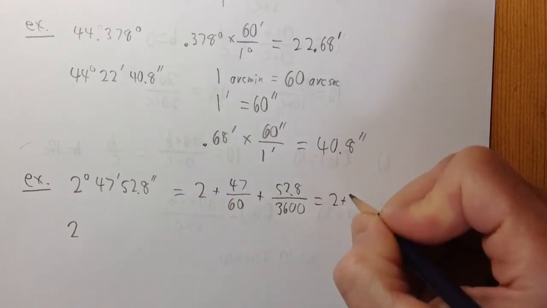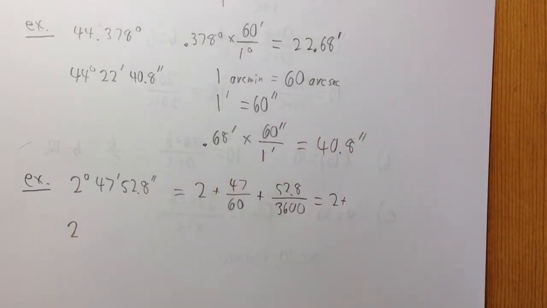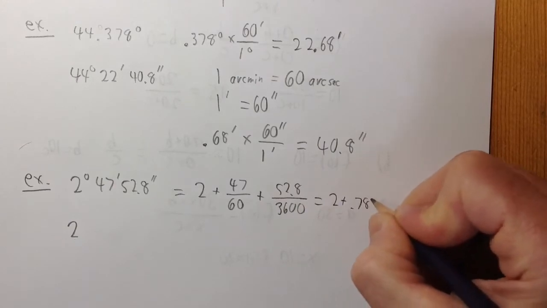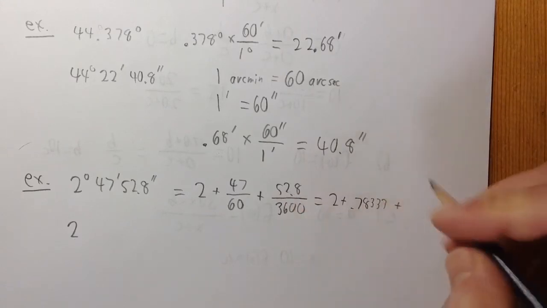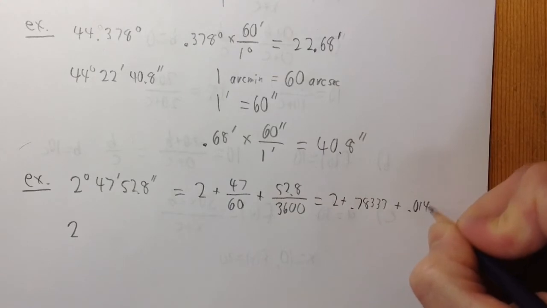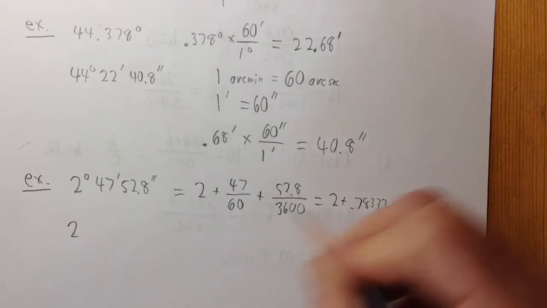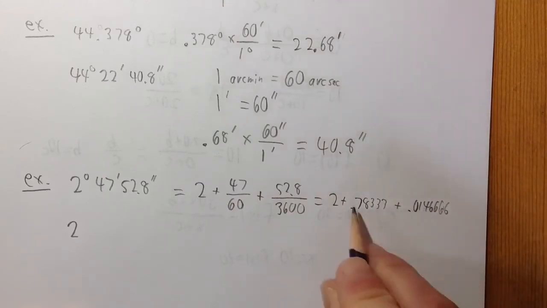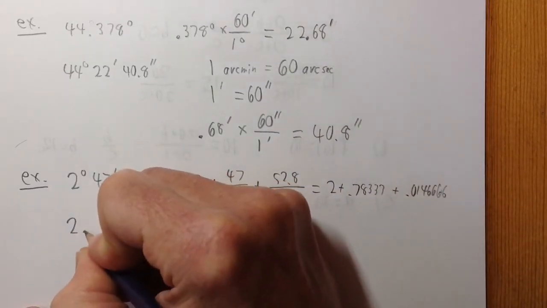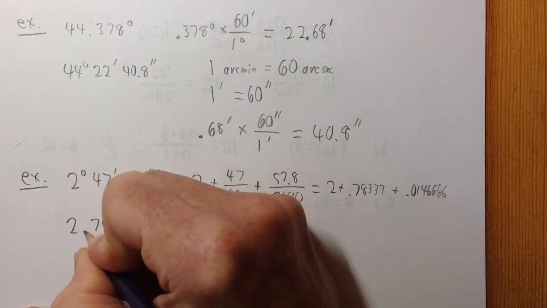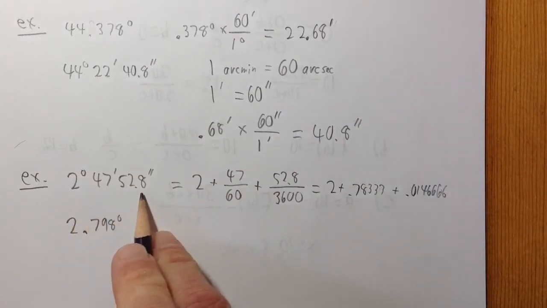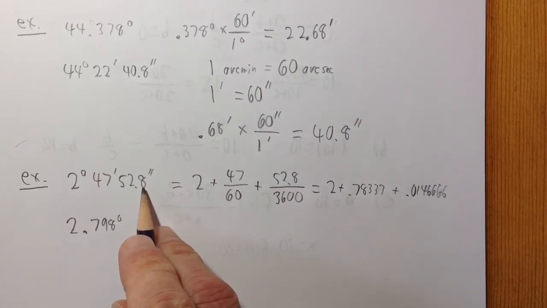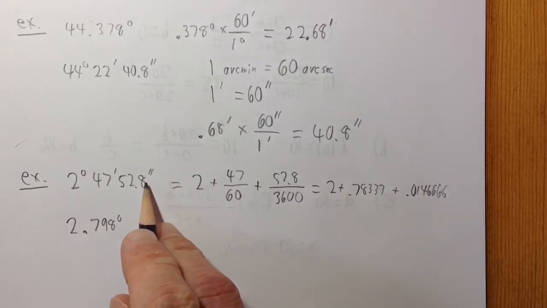So that's 2 plus, and if you go 47 divided by 60, you get 0.78333 forever, plus 52.8 divided by 3600 is 0.01466666 forever. If you add those up in your calculator, keeping lots of decimal places, I end up getting 2.798 degrees. So going this way is a little bit easier. You just take the 47, divide that by 60, divide this by 3600. Since 1 arc second is 1/60th over 60th, it's 1/3600th of a degree. Tiny, tiny angle, right? You're never going to measure that on your protractor.